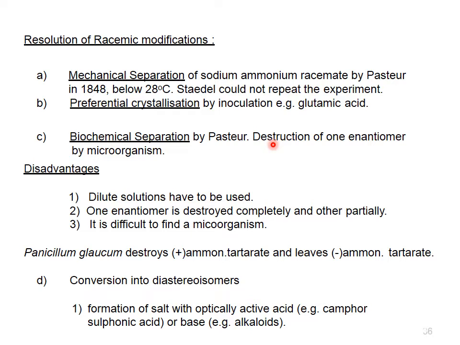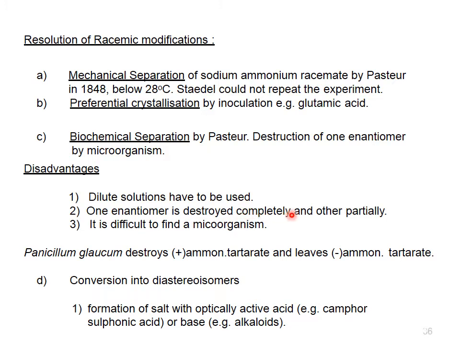When it reacts with other compounds, a second chiral center is generated. That is why it is called conversion into diastereomers: formation of a salt with an optically active acid, for example camphorsulfonic acid, or a base, for example alkaloids. These can be easily converted because camphor can have plus or minus forms. There is one stereocenter in the camphor. When we use some bases, some alkaloids, they react with the camphor, and the enantiomer with one chiral center is converted into species with many chiral centers, and these are the diastereomers.